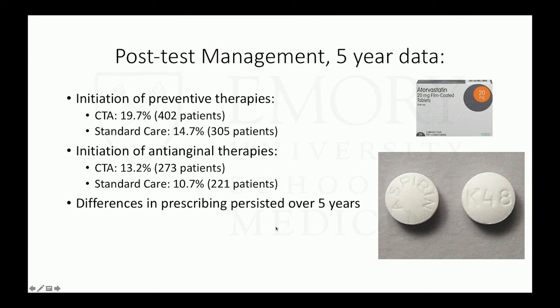And so I think the other thing that SCOT-HEART showed is that initiation of these preventive therapies, aspirin, statins, anti-anginal therapies, they were better in the CTA arm. We want to be prescribing appropriate medicines to the appropriate people, and I think SCOT-HEART definitely showed that, and it showed that those prescribing patterns persisted even up to 5 years.